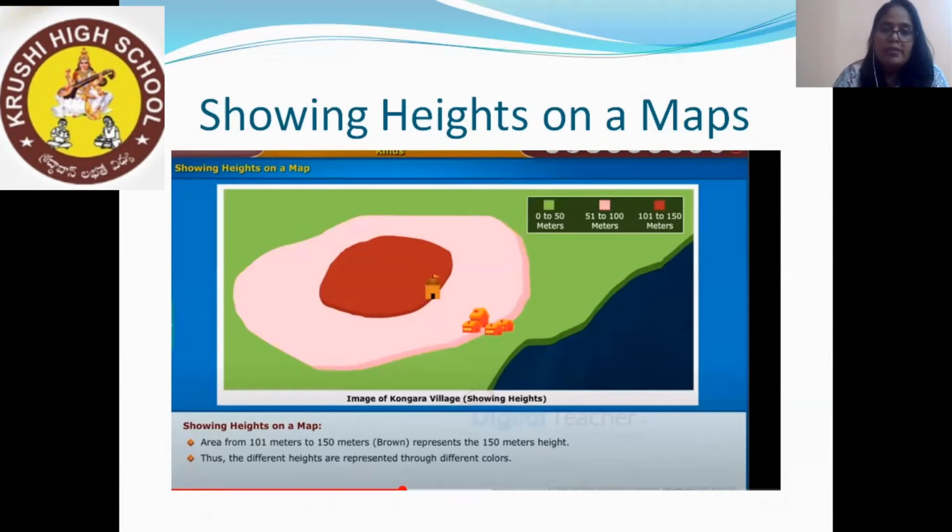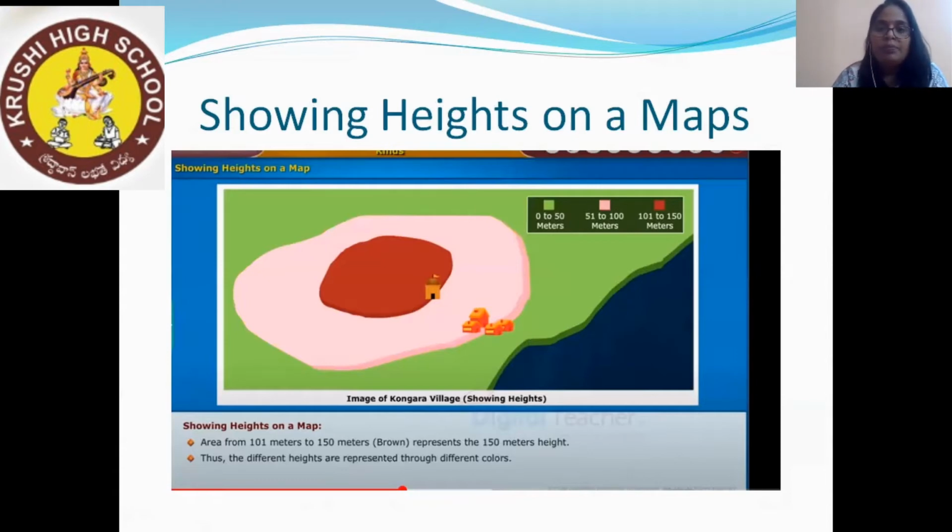Thus, the different heights are represented through different colors. Is that clear to you? So different heights are represented by using different colors. So where exactly is the Kongra village placed? You can see here that it is around 101 to 150 meters, right children?